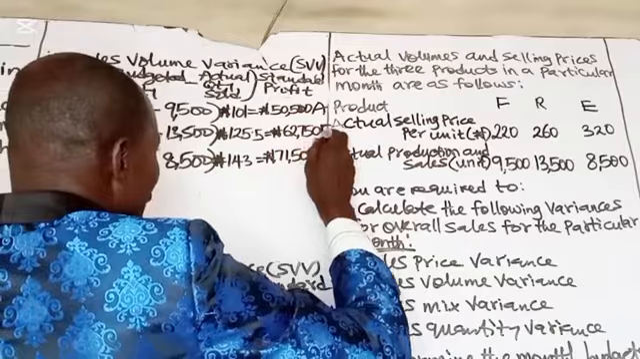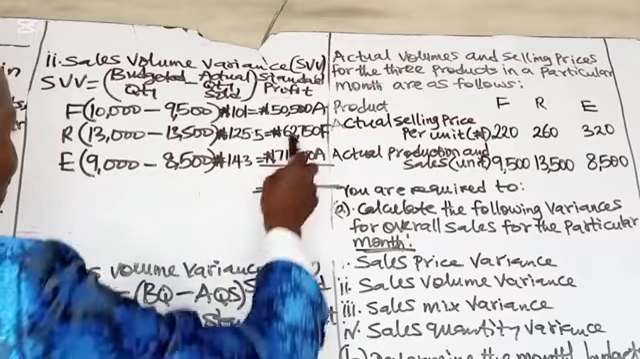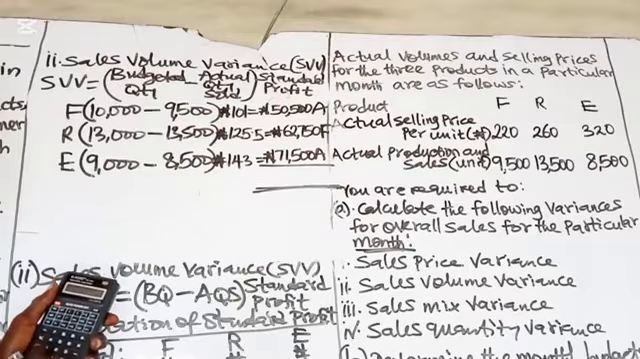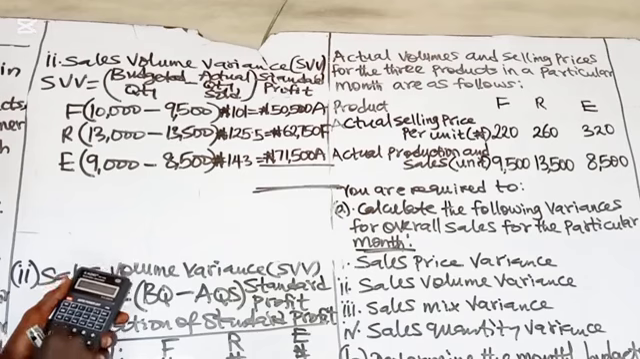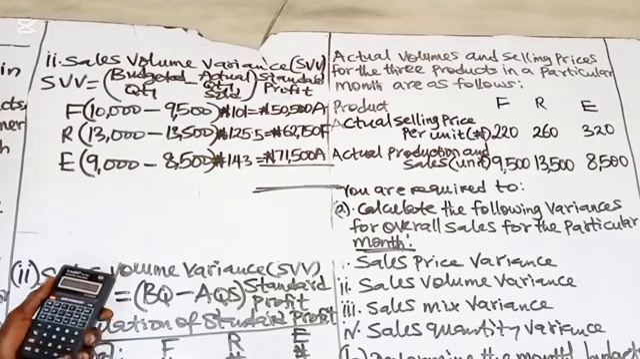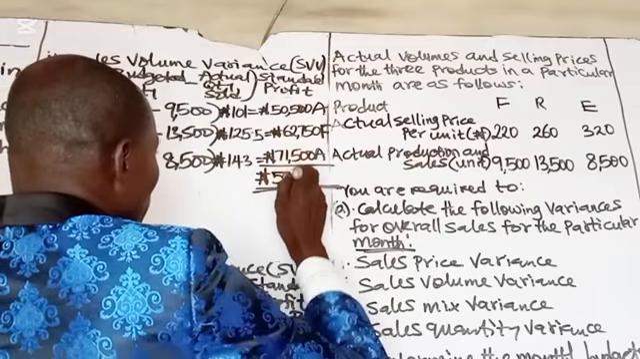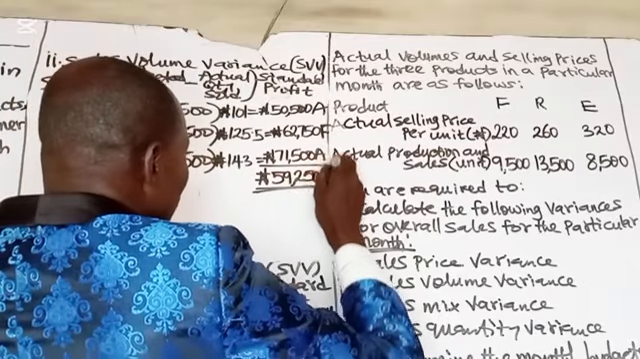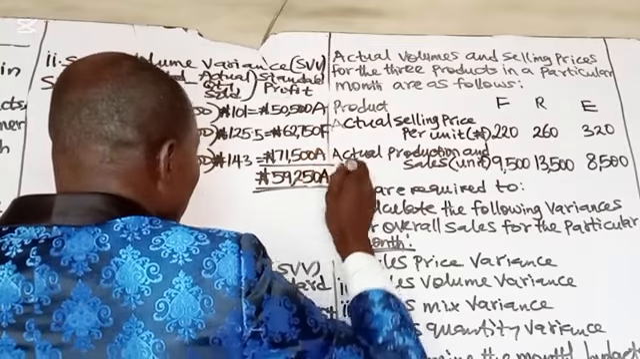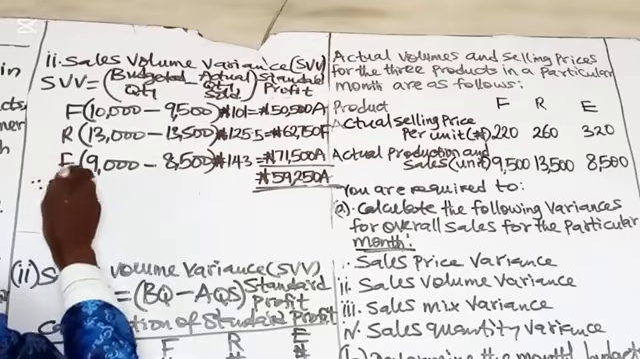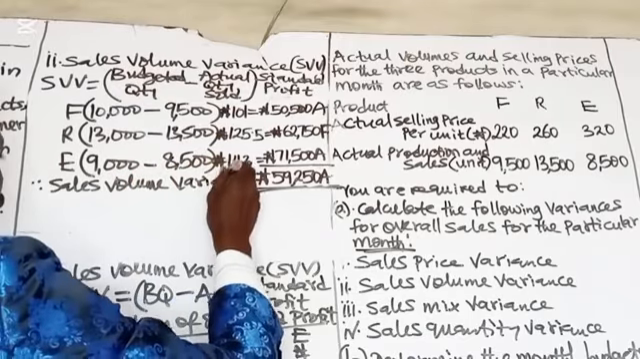71,500 adverse. What is the total sales volume variance? We have two adverse. Let's first add the adverse, 71,500 plus 50,500. Adverse total is 122,000, minus 62,750. So we have 59,250 adverse. Therefore, the sales volume variance is 59,250 adverse.